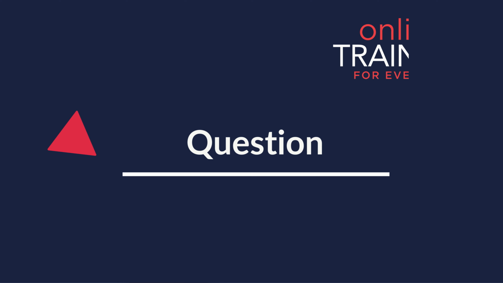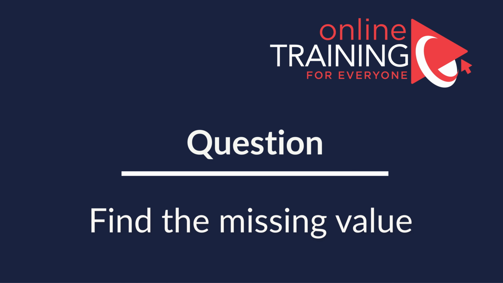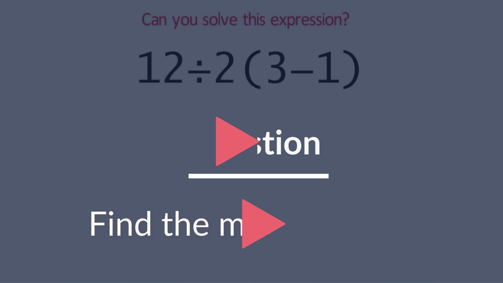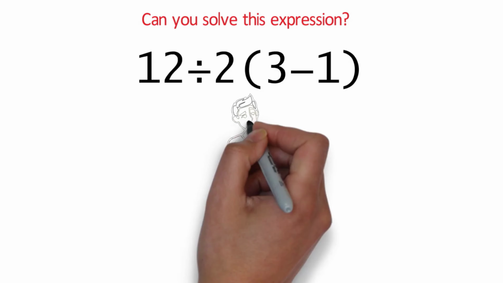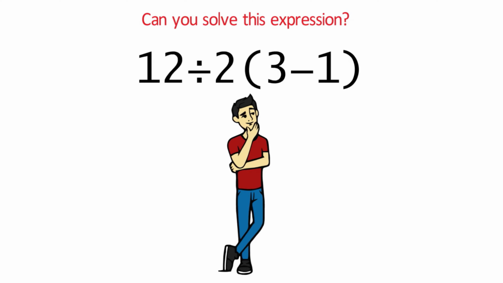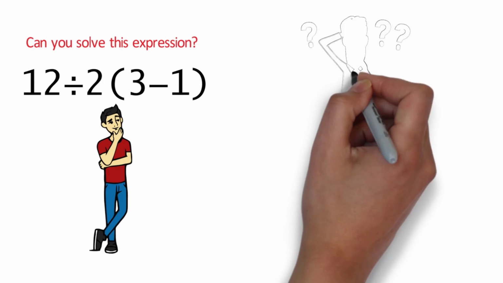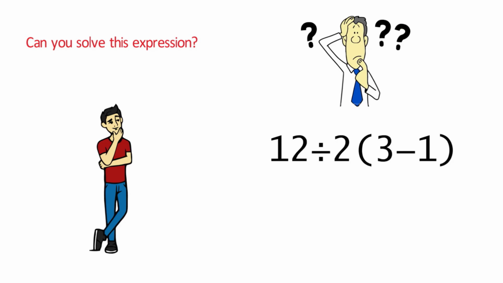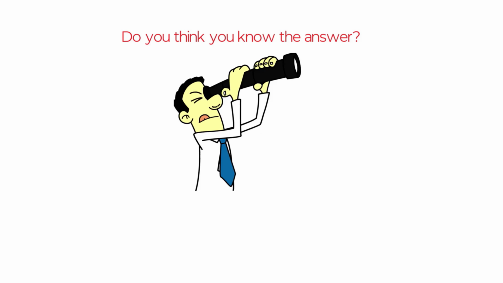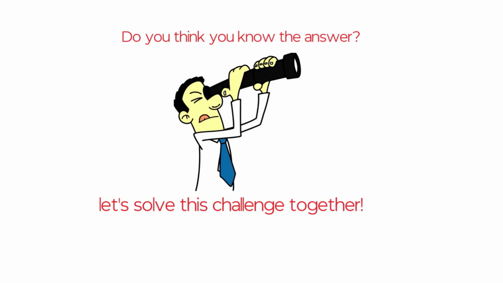Here's the interesting question, which is easy to understand, but at the same time you will have a lot of fun solving it. You need to calculate the simple expression, 12 divided by 2 and then multiplied on the value in parentheses, which is 3 minus 1. Take a look closely and see if you can come up with the answer. There are 3 operations here: division, multiplication, and subtraction. All you need to determine is which one to do first, second, and third. Do you think you know the answer? Let's continue and get it solved together.